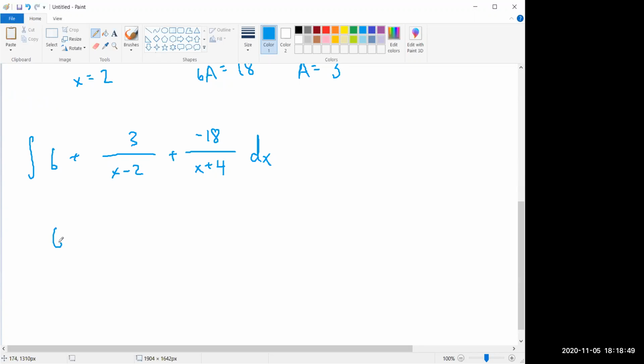So this is 6x plus 3 natural log of x minus 2 minus 18 natural log of x plus 4, plus c. So do be careful on the natural log parts. I was able to just do these normally because the coefficients of the x was just 1. So it was a 1 here and it was also 1 here. But if they were not 1s, then you would have to do a u substitution, and then you would have a constant over here. But here we didn't have that, so this is fine.